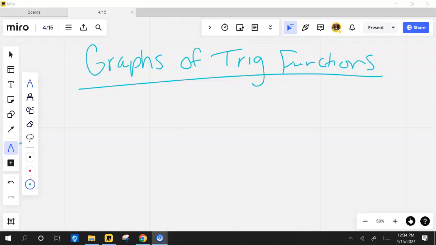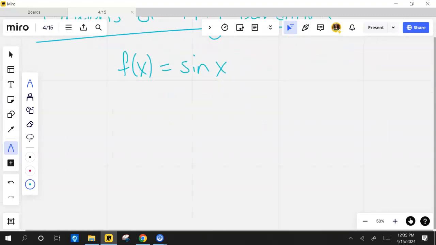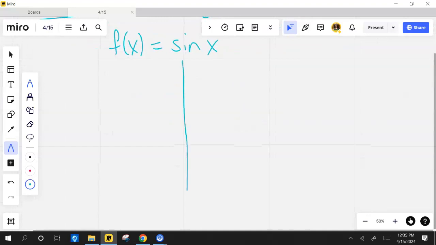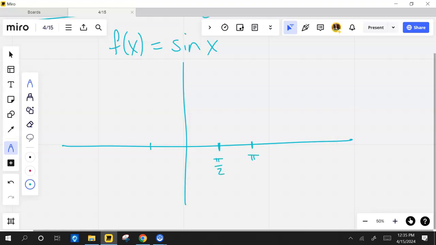All right, let's start with sine. So for sine, my parent function is sine x. That's your parent function. I'm going to be setting up my graph here. Mine's going to look just a little different because I don't do quite as many tick marks in between. I want to take this out to 2 pi on either side.